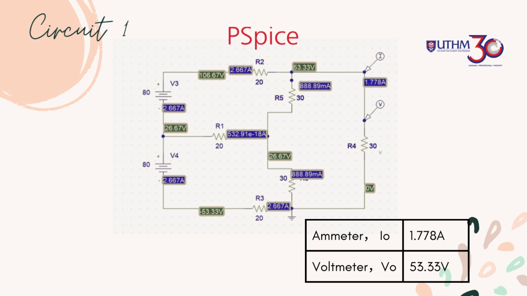Third, connect the elements with the connecting wire. Fourth, put a ground at the bottom of the circuit so that the simulation can be operated successfully. Then we can run the circuit and the result will be displayed. I0 will be 1.77 ampere and the V0 is 53.33 volt.